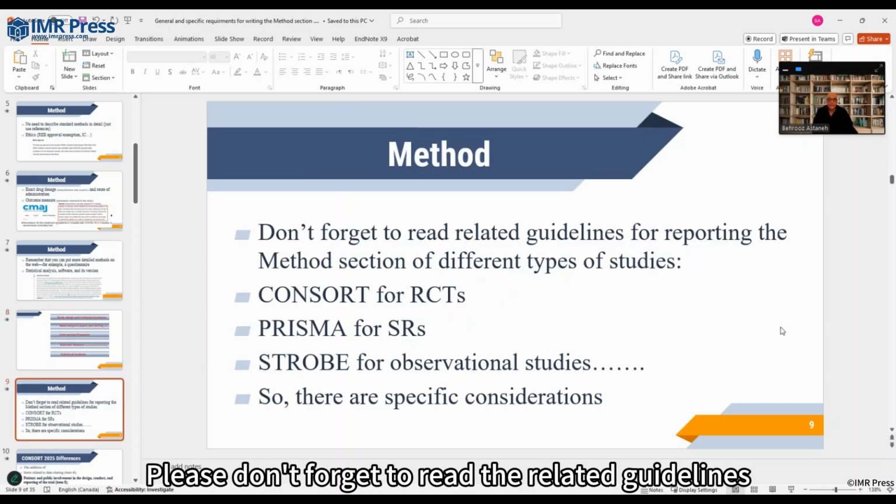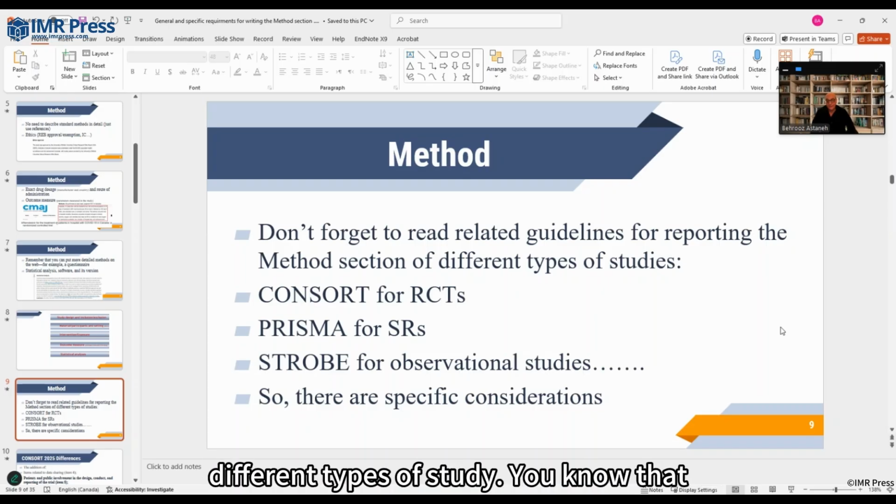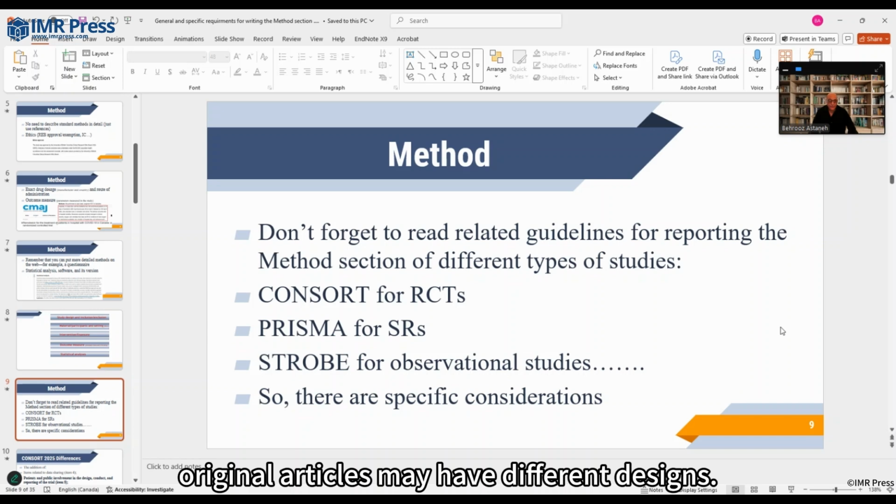Please don't forget to read related guidelines for better reporting of the method section of different types of study. You know that original articles may have different designs.